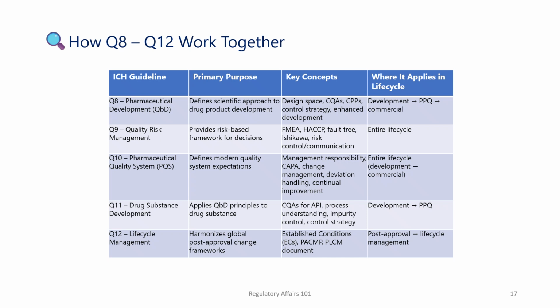How Q8 through Q12 work together. These guidelines form a connected ecosystem. Q8 and Q11 define development. Q9 manages risk. Q10 governs the quality system. Q12 manages post-approval changes. Together, they support a lifecycle approach from development through commercialization.